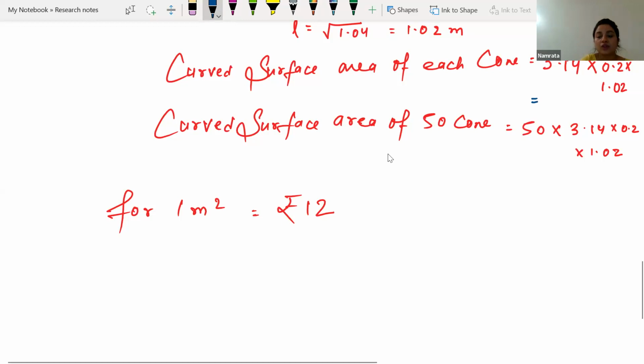Here and what we will get here. Take your time and do the calculation so that we will be done with this one also and we can move easily to the next topic. That is fair. Take your time and do the calculation.